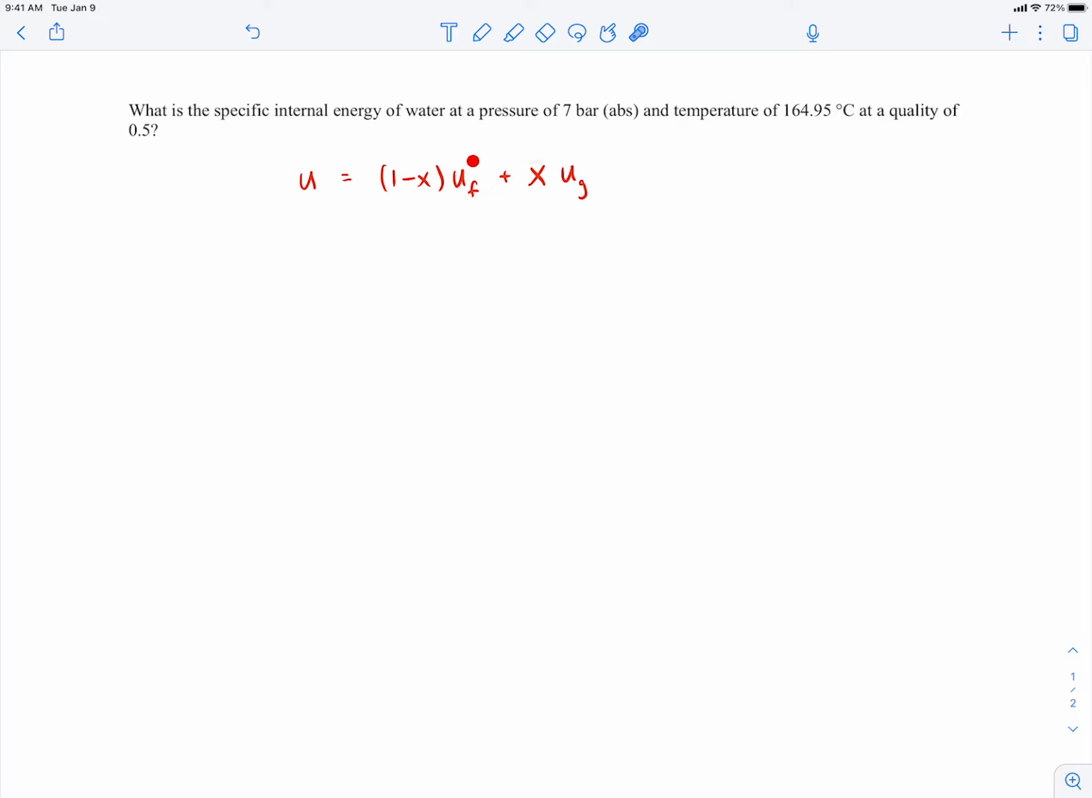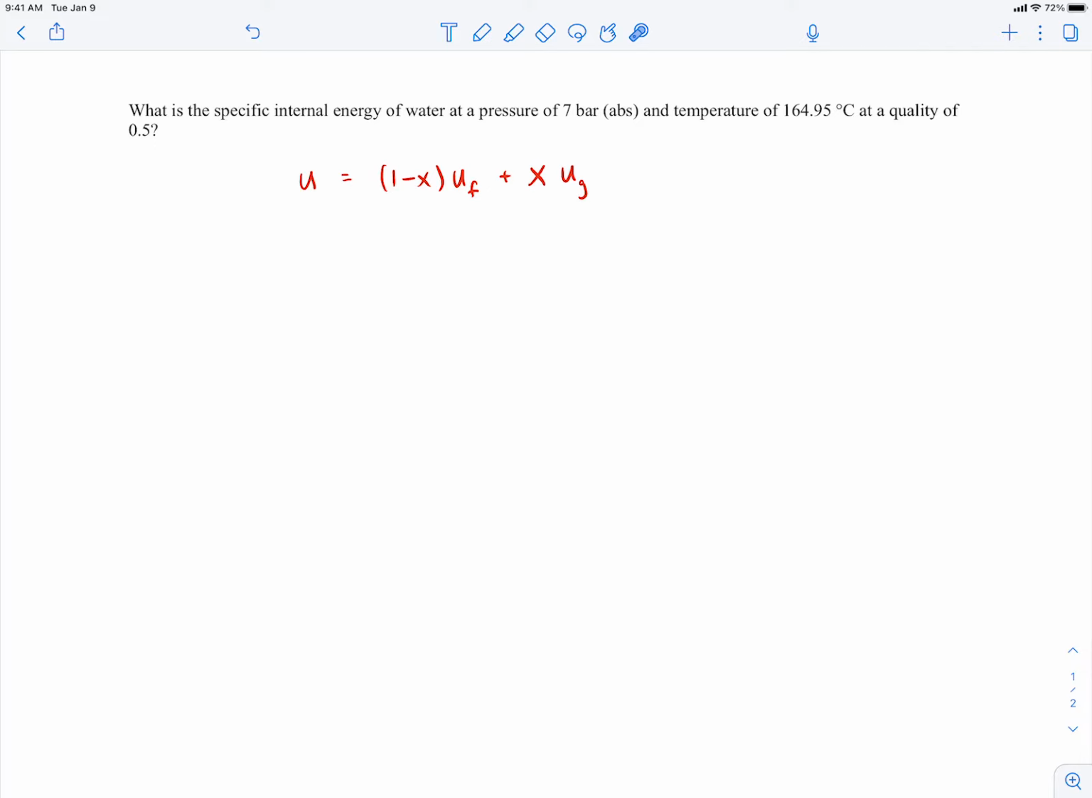So this is basically a weighted average. We're taking the property value for the saturated vapor, multiplying it by what fraction of the mixture is vapor by mass, and then taking the property for the saturated liquid and multiplying it by what fraction of mass is in the liquid state, and that'll give us our final result.